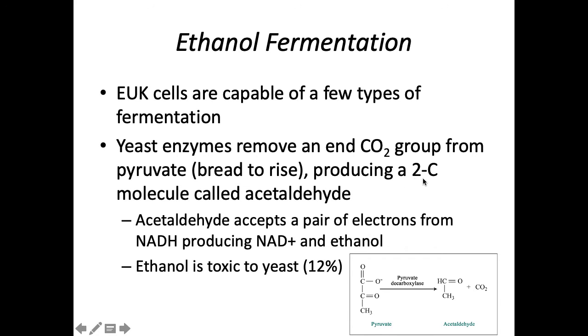And then it produces a 2-carbon molecule called acetaldehyde. And it's this organic molecule, acetaldehyde, that accepts the pairs of electrons from the NADH, producing NAD+ and ethanol. And then what happens with the yeast is they keep producing this ethanol, and then it becomes toxic, and then it kills off the yeast. So when you eat the bread, the yeast are dead, okay?